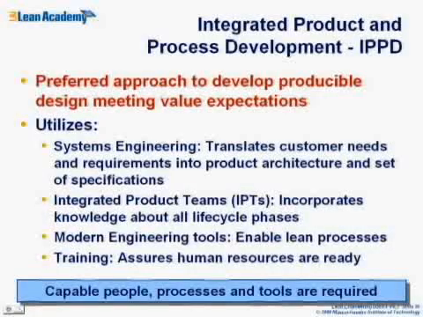One of the best practices for achieving the engineering result that you want is to use integrated product and process development. It's a concept that utilizes a couple of elements. First, the principles of systems engineering to translate your customer needs into a product architecture and a set of specifications. Using integrated product teams so that you can bring knowledge from all the different lifecycle parts into your engineering activity.